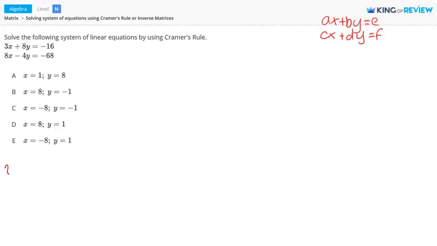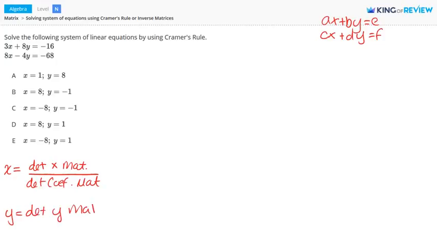Cramer's rule states that x is equal to the determinant of the x matrix divided by the determinant of the coefficient matrix. And y is equal to the determinant of the y matrix divided by the determinant of the coefficient matrix. So let's set up the matrices. Let's start with the coefficient matrix.